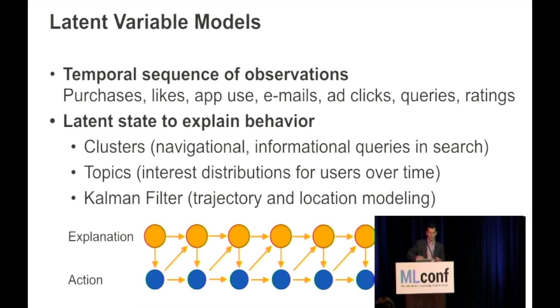Or if you have trajectories, for instance, for mobile devices, you can use Kalman filters and use them for location modeling. And then since people don't just go straight through walls, but usually tend to avoid them, you're probably going to get nonlinear models for trajectory modeling.